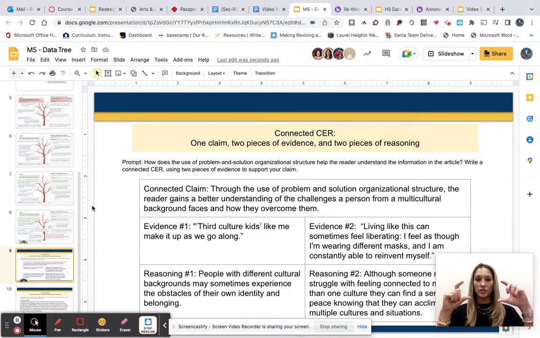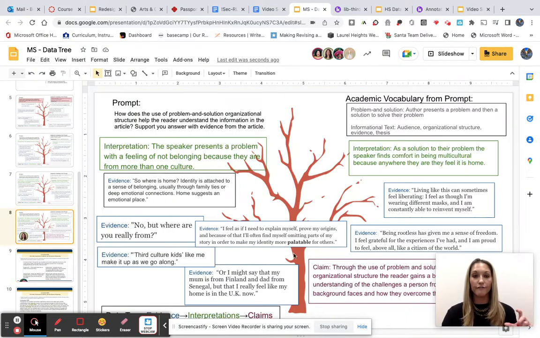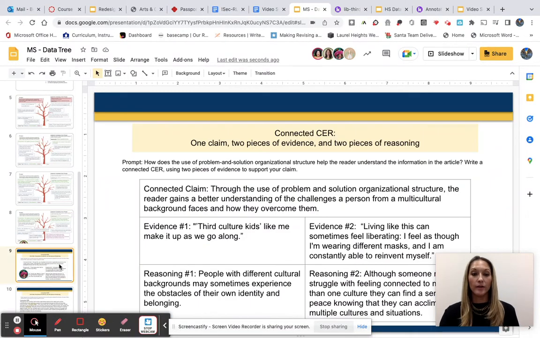Then we instruct the students to go back to their data tree to find the text evidence that they think best represents that claim. And we have them put it in the frame that you see here. So evidence 1, remember, is from our problem. Third culture kids like me make it up as we go along. And then I come up with reasoning that supports that evidence. People with different cultural backgrounds may sometimes experience the obstacles of their own identity and belonging.